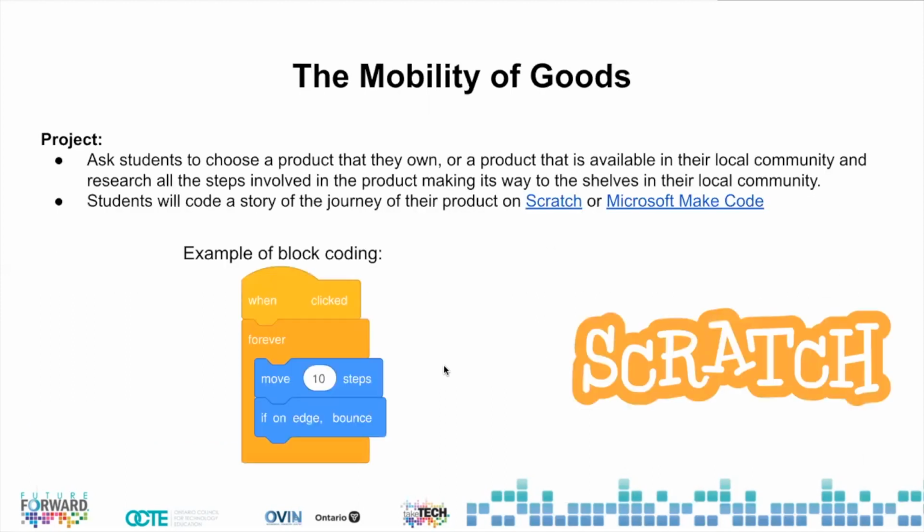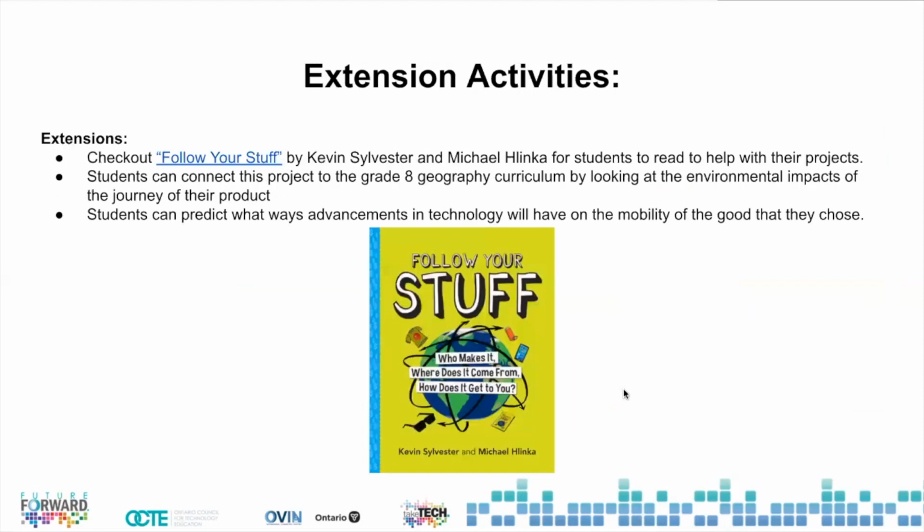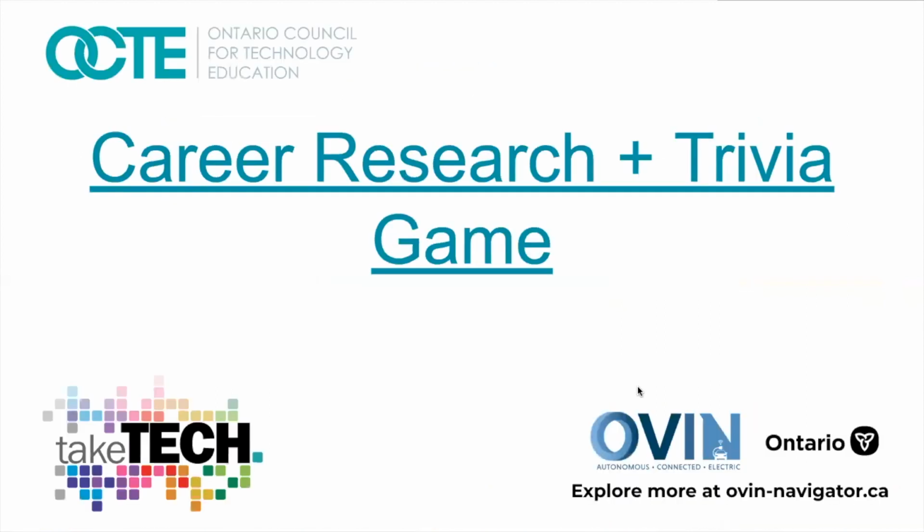We then have students create a little story on Scratch or Microsoft MakeCode that talks about the trip that the product they've chosen has taken to their home. So what are all the steps it takes from production to get to the shelves in the store to get to your house? There are a variety of extension activities. Again, this can link to grade 8 geography by looking at the environmental impacts of the journey of the product that students have chosen. A sample rubric.